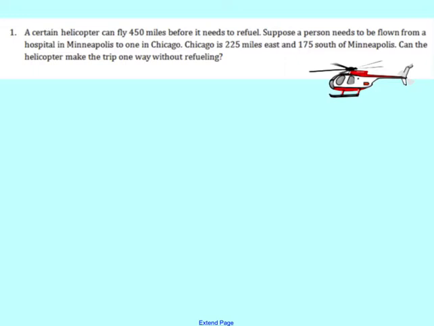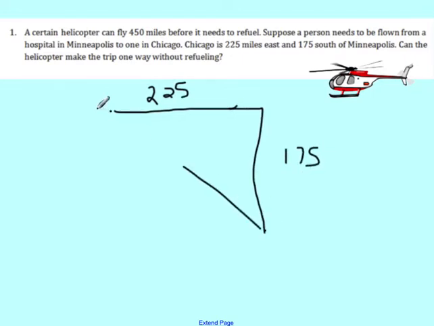A certain helicopter can fly 450 miles before it needs to refuel. Suppose a person needs to be flown from a hospital in Minneapolis to one in Chicago. So let's let this be Minneapolis up here, and let's have this be Chicago down here. So it's 225 miles east. When we're going east, and then we're going to go directly south, you'll notice that that forms a right angle, which means I have a right triangle, so I don't even need to worry about creating a distance formula because I can just use the Pythagorean theorem.